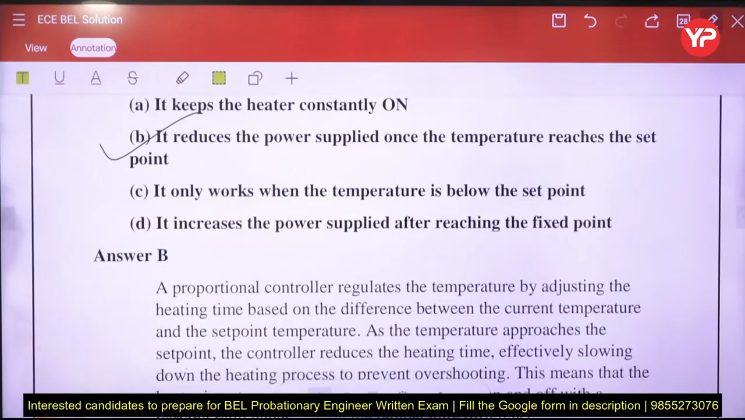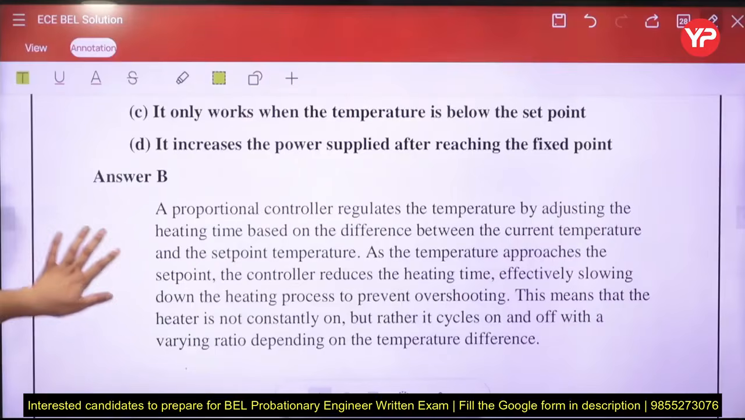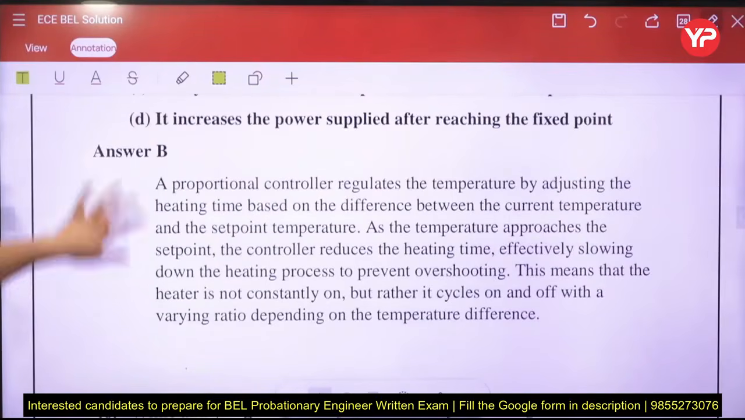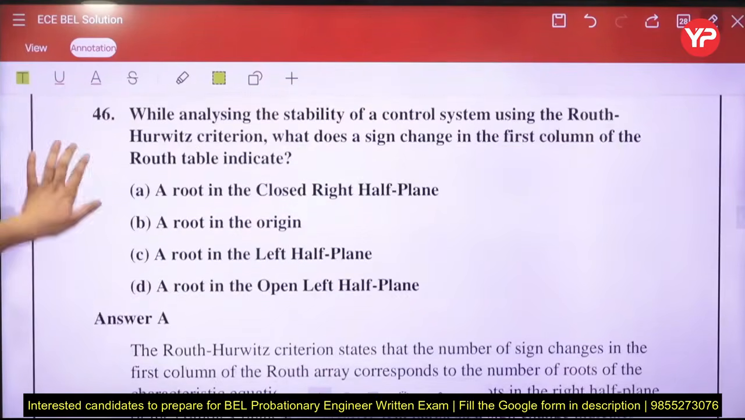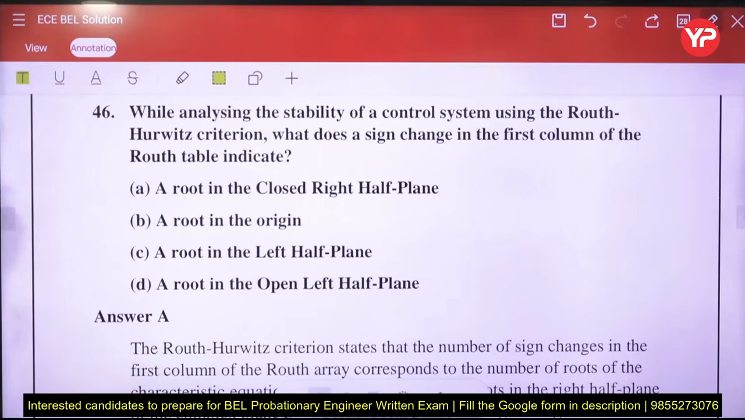It only works when the temperature is below the set point. It increases the power supply after reaching the set point? No, it will reduce. While analyzing the stability of a control system using the Routh-Hurwitz criterion, what does the sign change in the first column of the Routh table indicate? Routh table: the roots of the closed loop in the right half plane, correct.